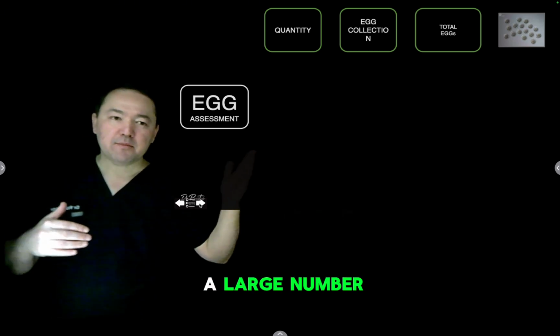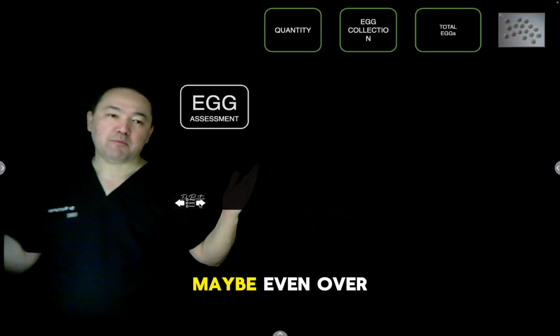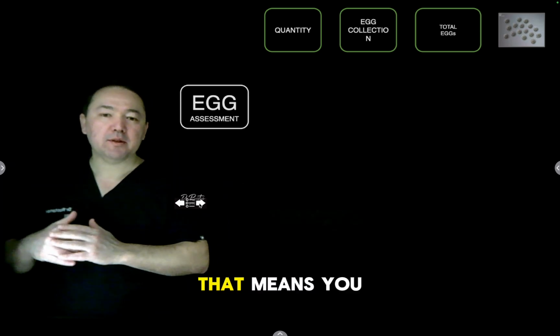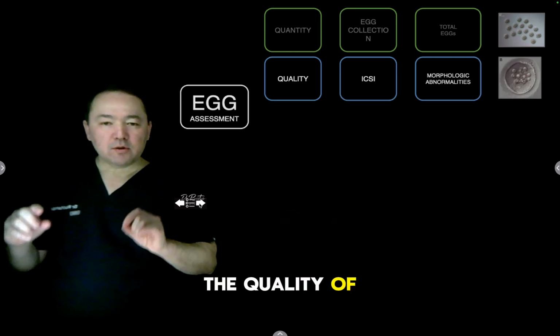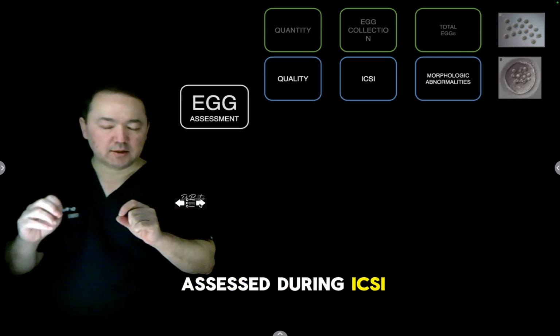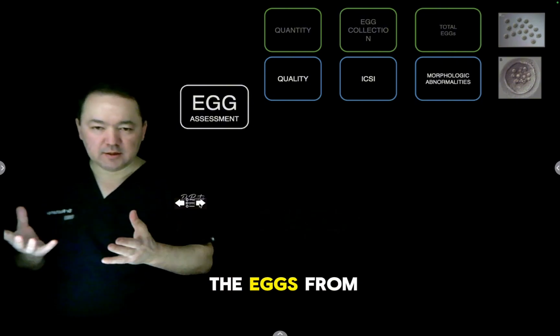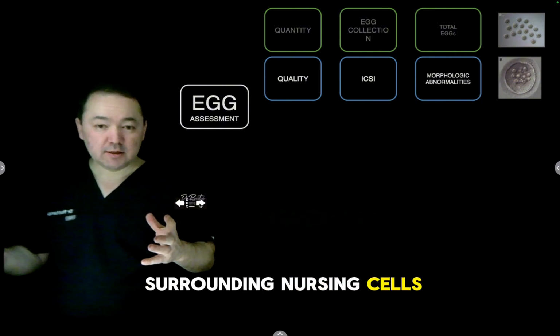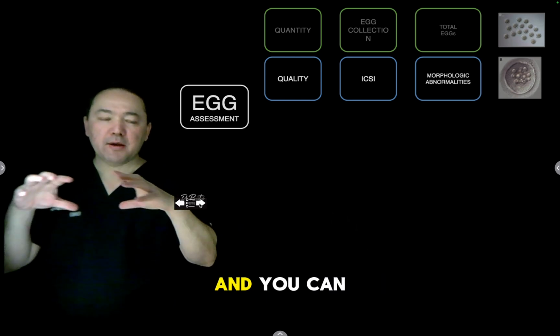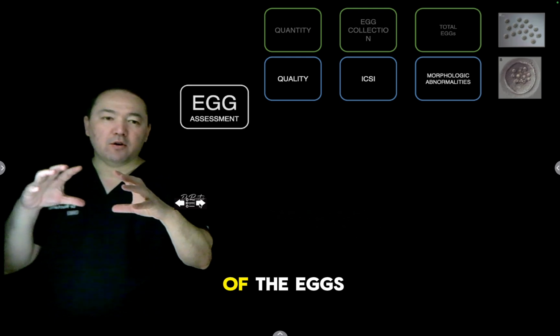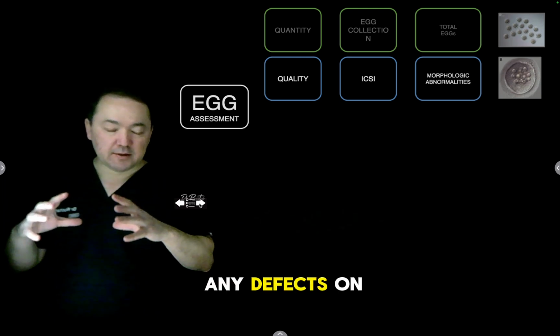If you had a large number, that means you had a very good response, maybe even over response. If you had a low number, that means you had a low response. In terms of quality, the quality of eggs can be assessed during ICSI, because in ICSI you strip off the eggs from surrounding nursing cells. So you can directly look at the surface of the egg with a powerful microscope, and you can check the quality of the eggs to check if there are any defects on the egg.